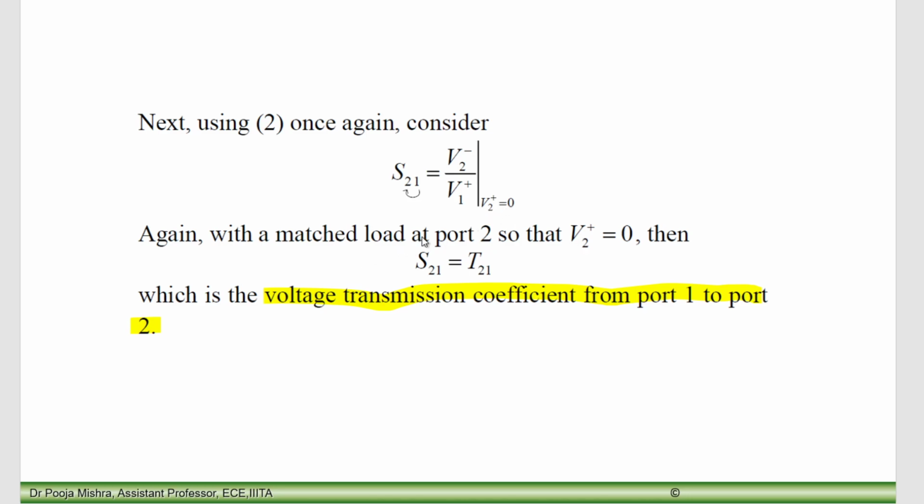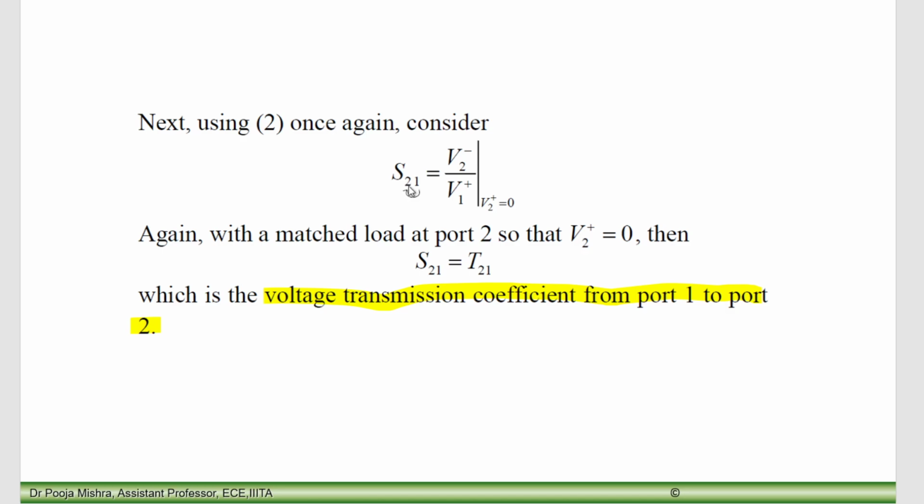Okay, this V2 plus could be 0 when there is a matched load at port 2 and there is no source over there. And then this S21 is called the transmission coefficient. Why is it called the transmission coefficient? V2 minus over V1 plus. We are defining V2 minus over V1 plus from port 1 to 2. So this is the voltage transmission coefficient from port 1 to port 2.